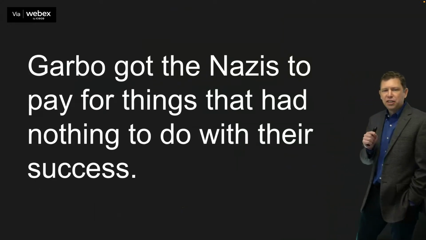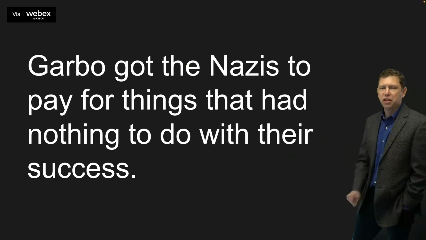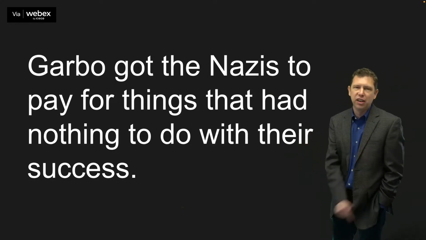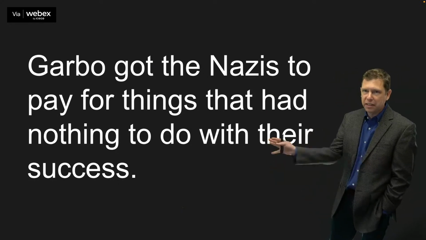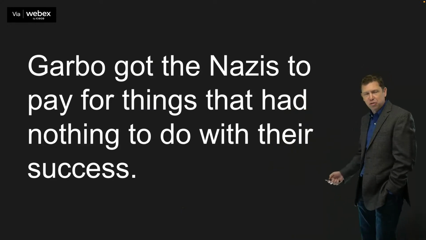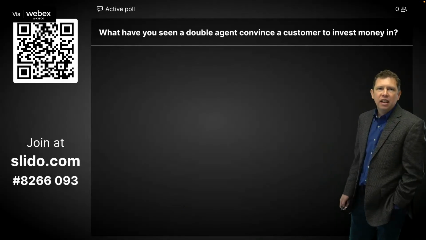So Garbo got the Nazis to pay for things that had nothing to do with their success. In this case, something that didn't even exist, but it had nothing to do with the Nazi success of being able to carry out their nefarious plot.